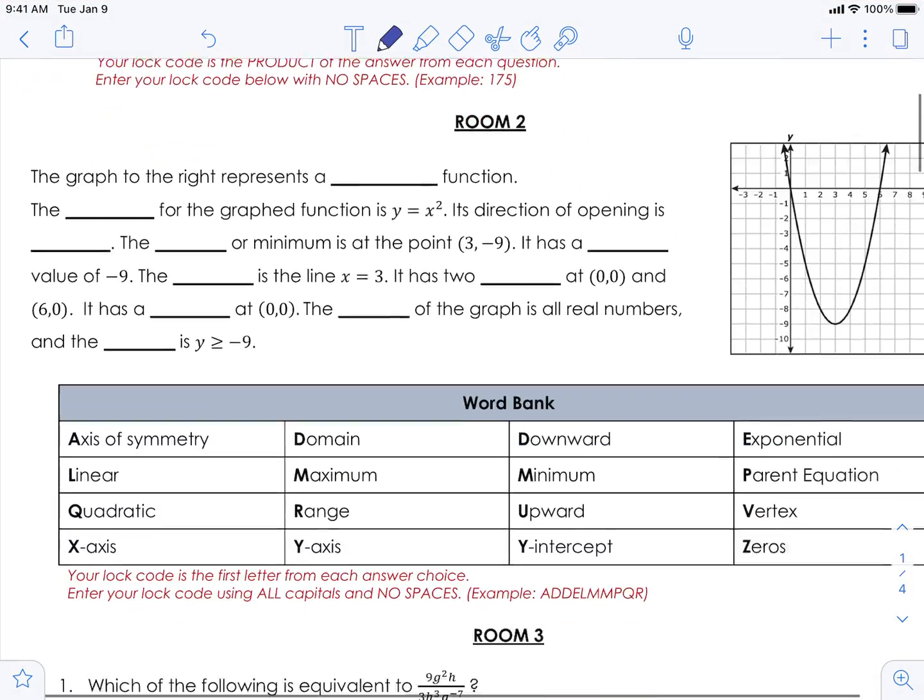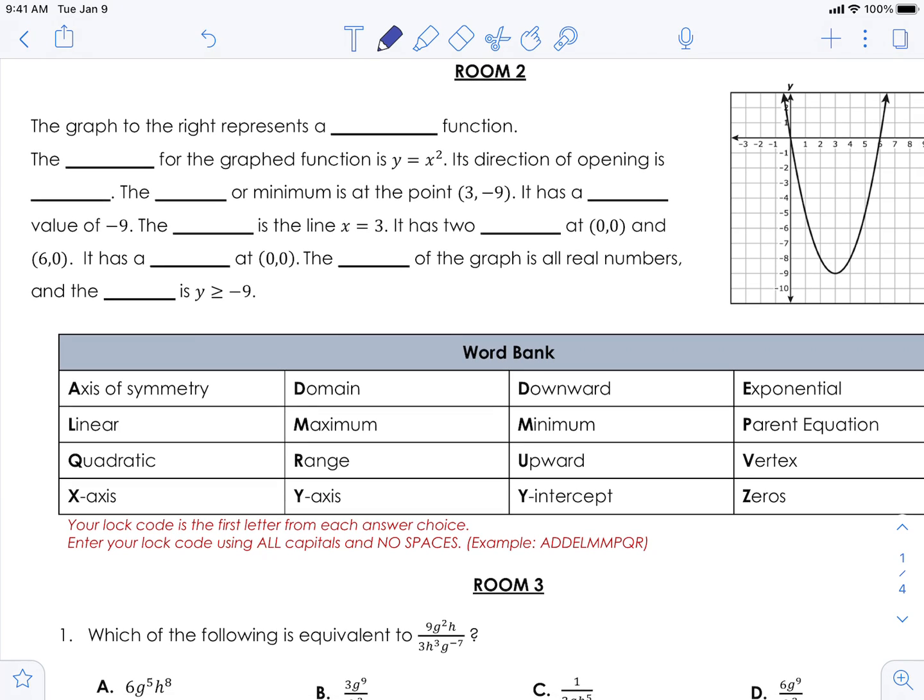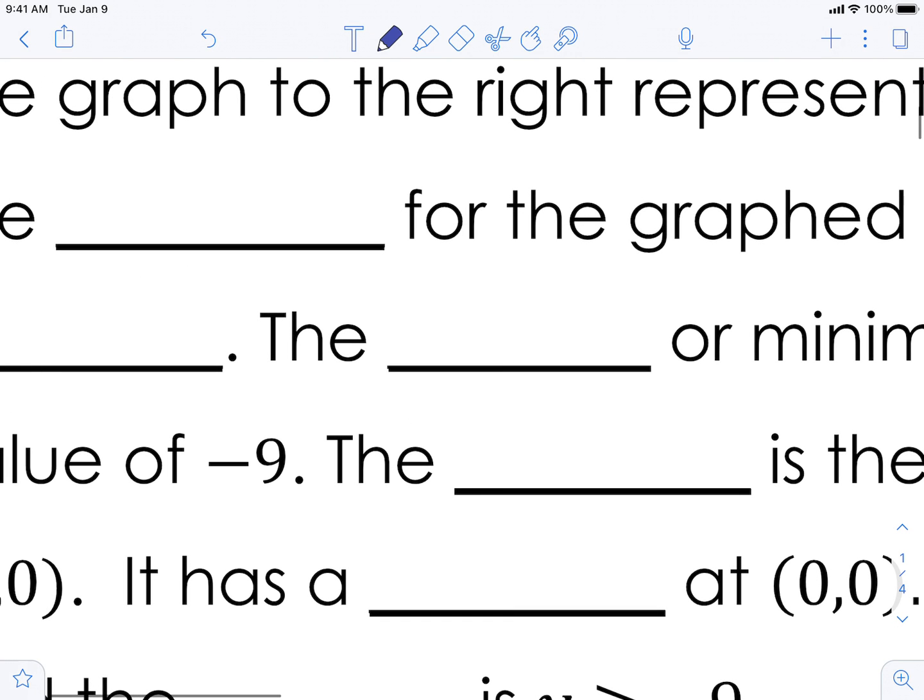Looking at the next part, this is a paragraph about the graph to the right. It says a graph to the right represents a blank function. Well, it's a U shape, which means it's going to be a quadratic function. The blank of the graph function is y equals x squared. That would be known as the parent equation.